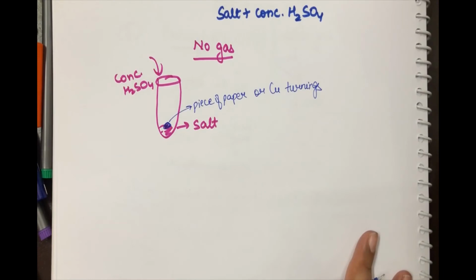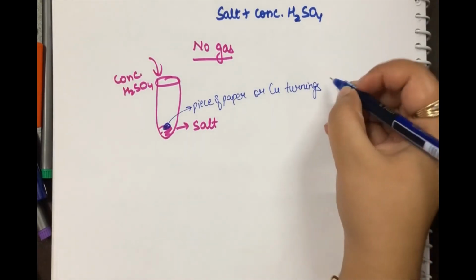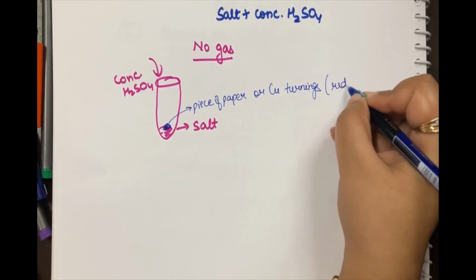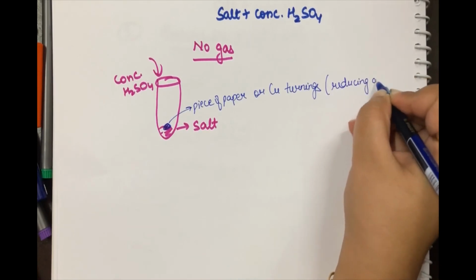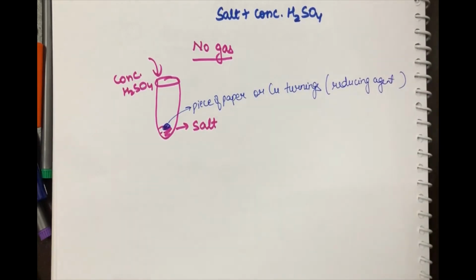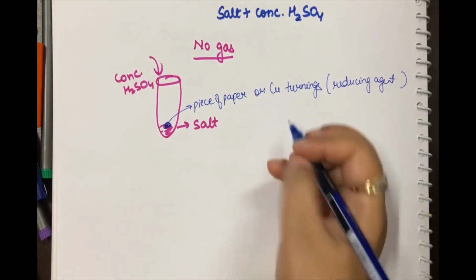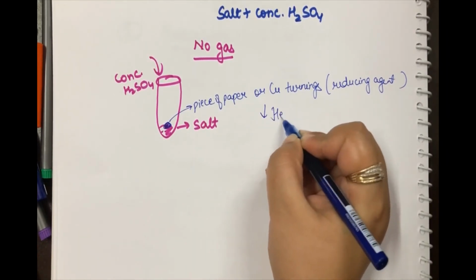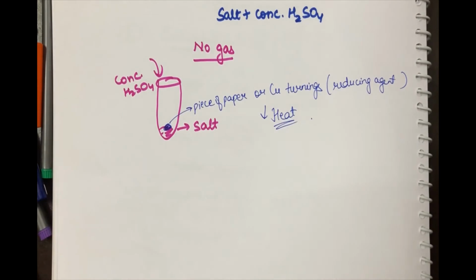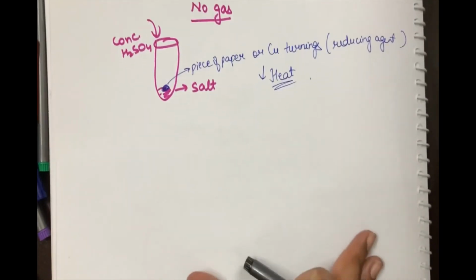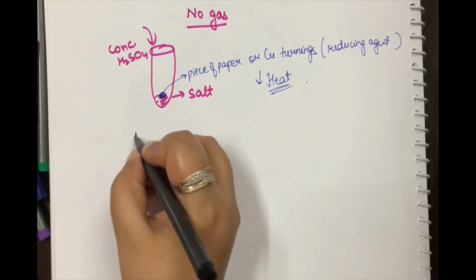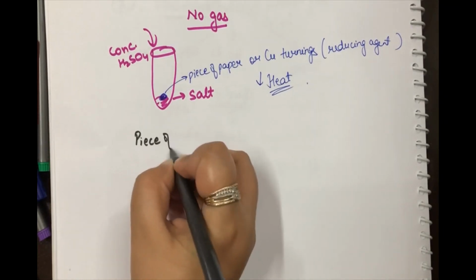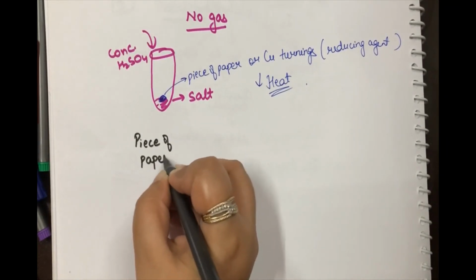Either it is a piece of paper or copper turnings, because both of them act as a good reducing agent. So I can use either of them. Okay. So now you just add this and you heat it. Now I'll tell you what is actually that we are doing here. If I talk about a piece of paper, what is a piece of paper?